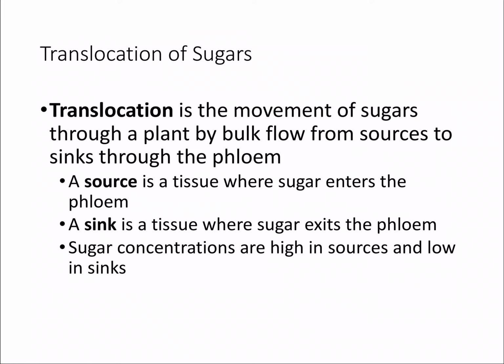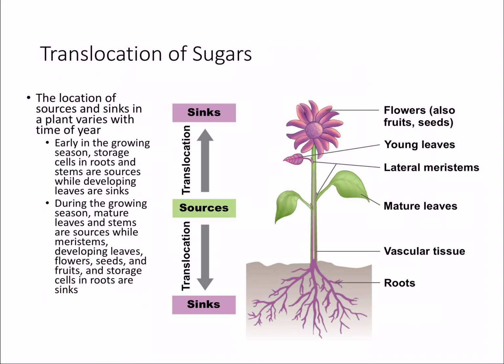You can see this is actually going to be different depending on the time of the year as well. So in this picture here, we're looking at the source being the mature leaves, and the sinks being the roots and the flowers, the young leaves as well. So the location of the sources and sinks varies with the times of the year.